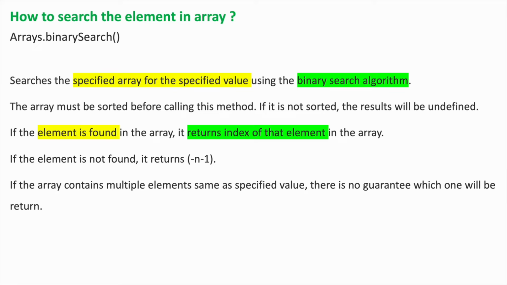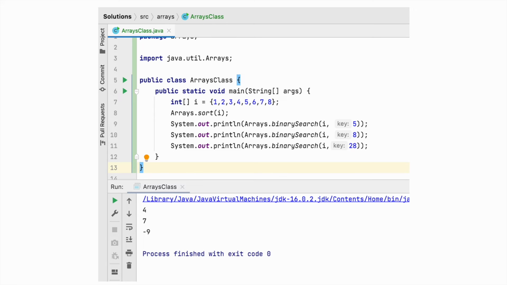So if you want to search whether an element is there or not in an array, happily we can use the Arrays.binarySearch method. So let us see some examples. In this example, we have created an array I and it has elements 1, 2, 3, 4, 5, 6, 7, 8. So we have sorted it, and the next step is checking whether an element is there or not.